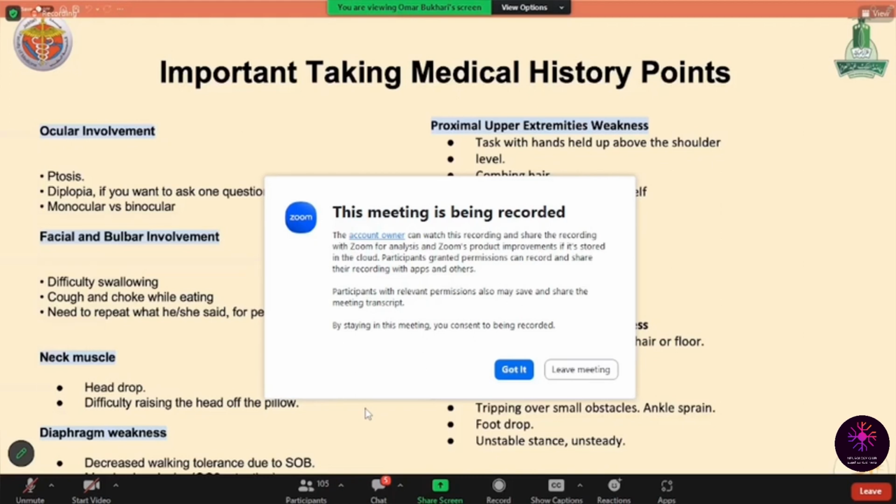Neck muscles: head drop, difficulty raising the head. Diaphragm weakness: decreased walking tolerance due to shortness of breath, more than headache, usually indicates CO2 retention. Proximal upper extremity weakness: difficulty with tasks held above the shoulder, combing hair. Distal upper extremity weakness: loss of hand dexterity, can't open a bottle of water. Proximal lower extremities: difficulty when rising from the chair or floor. Distal lower extremity weakness: tripping over small obstacles, ankle sprain, foot drop.